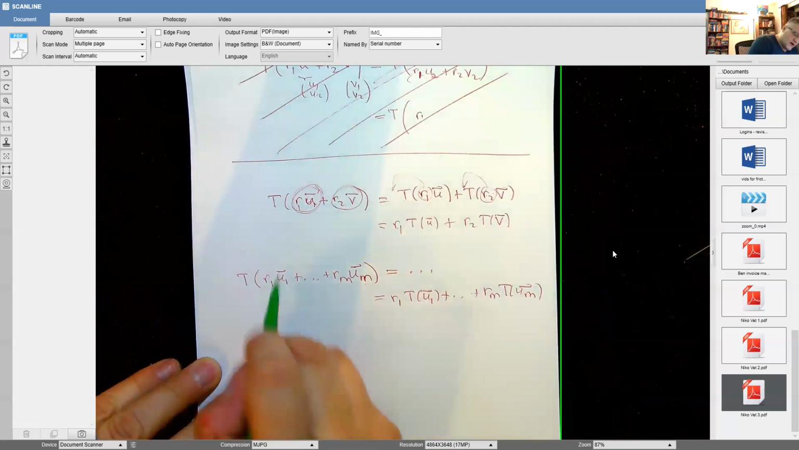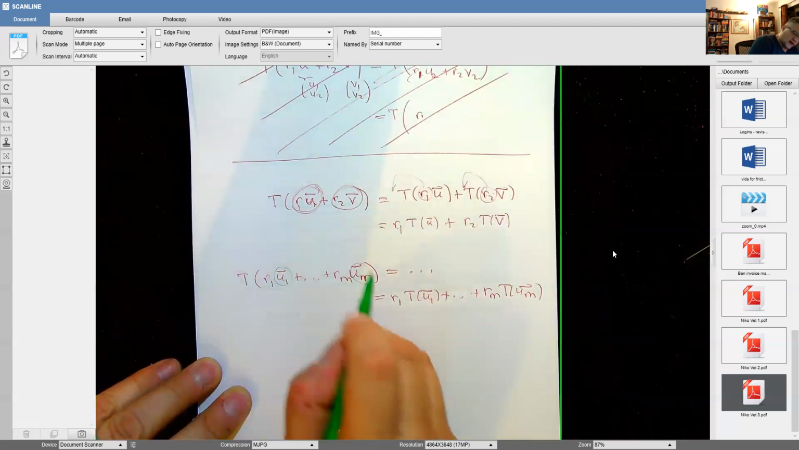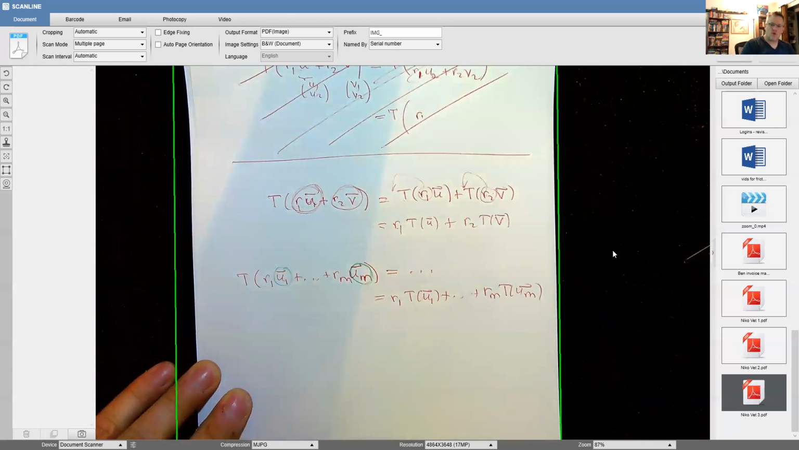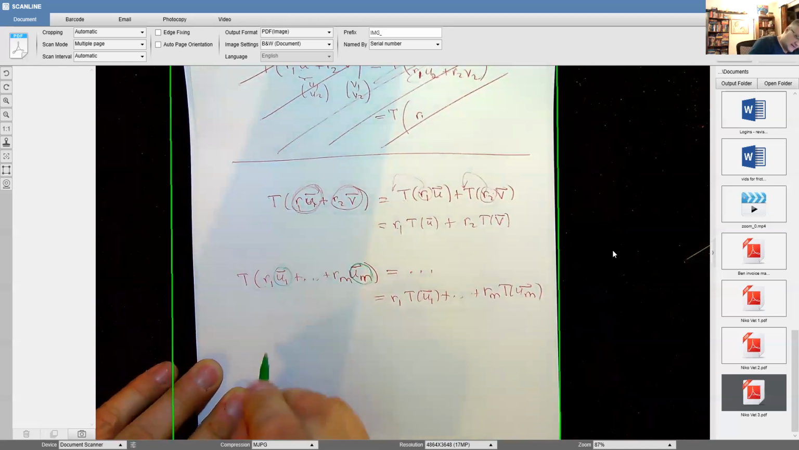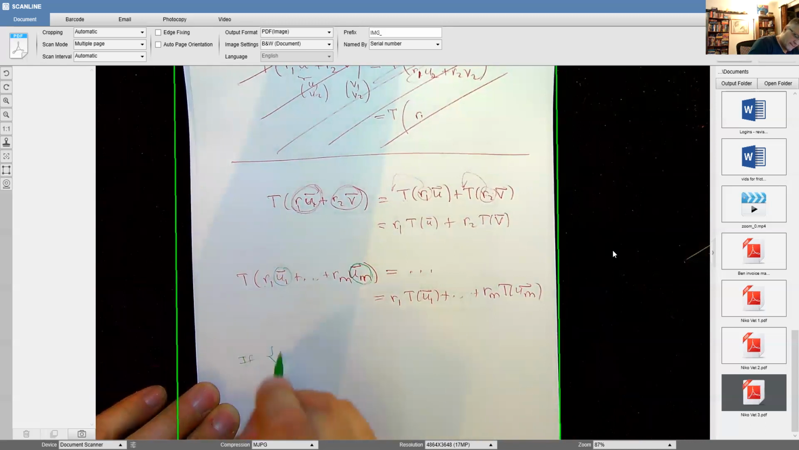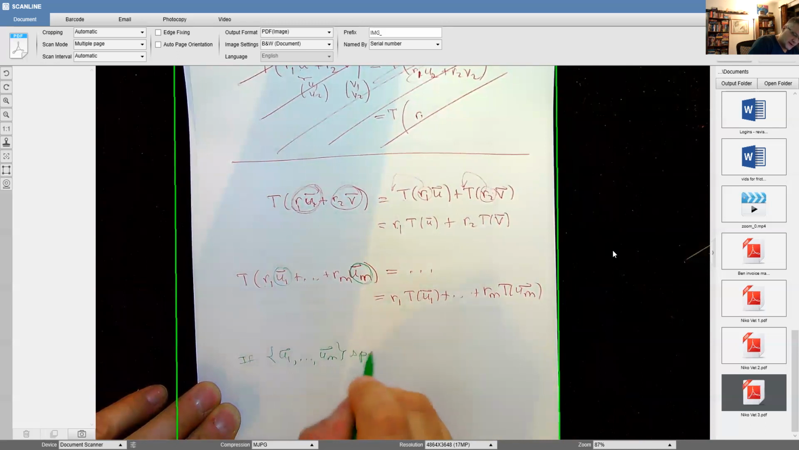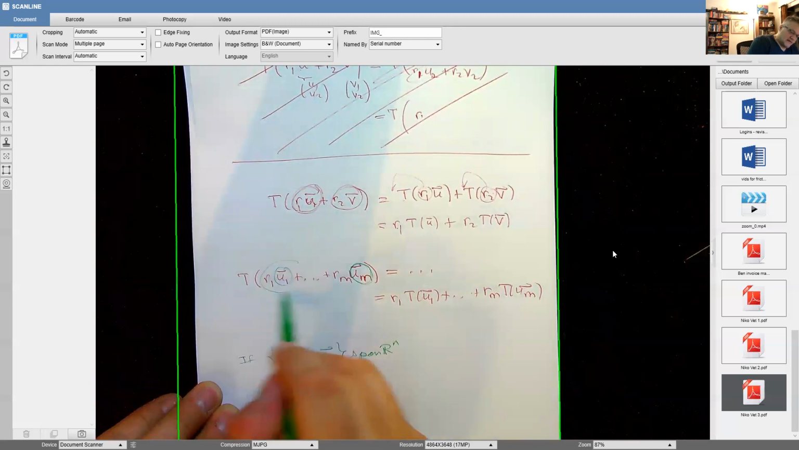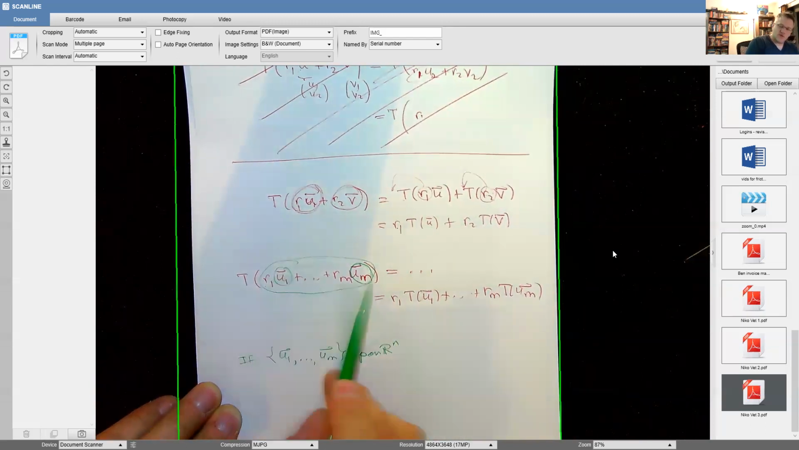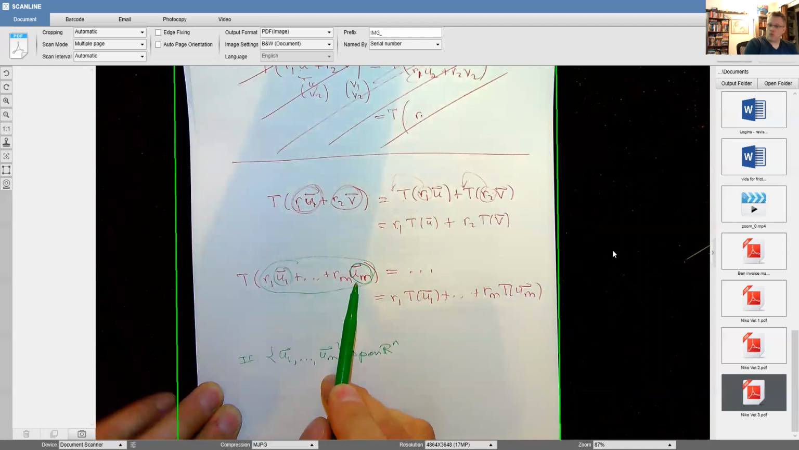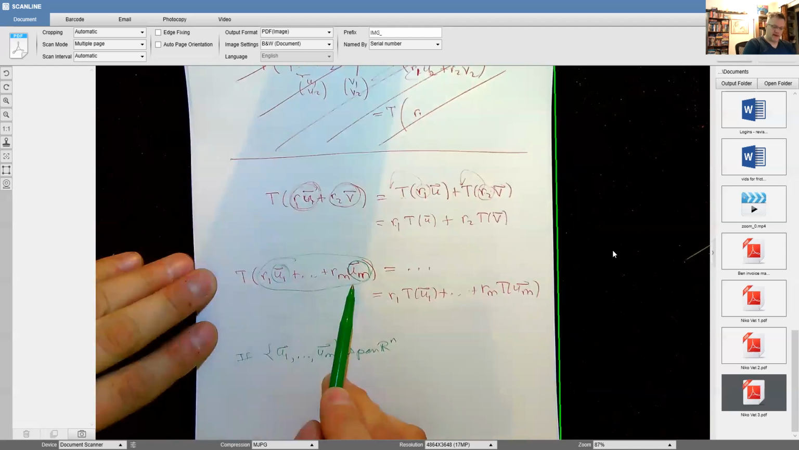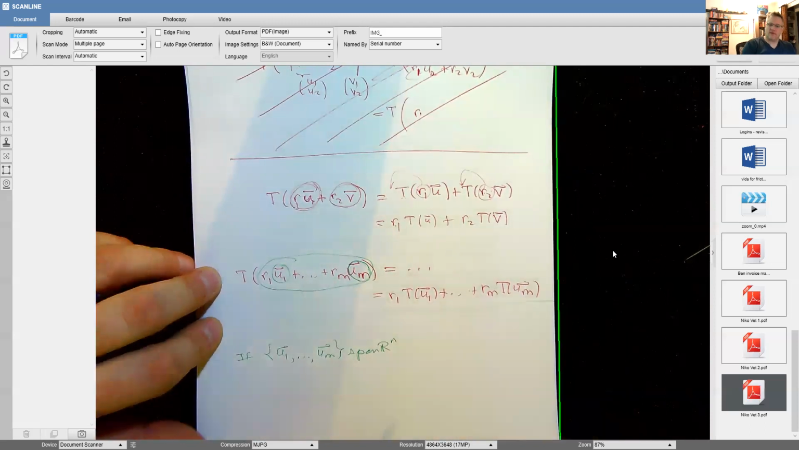Okay. Now, why is this important? This is important because if these vectors here, if u1 through um span Rn, that means that everybody in Rn can be written in this way, right? So no matter what vector you give me in Rn, it can be written like that. But then the minute that happens, everybody in the codomain of T can be written like this, right?